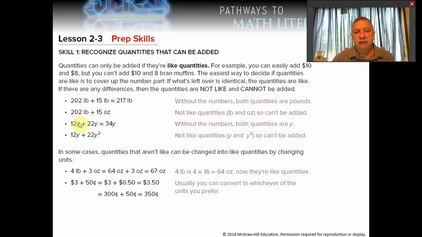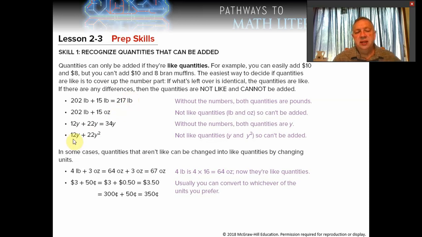12y and 22y: if I cover up these numbers, these are the very same, y and y. These are either the same length, the same mass, the same time, but they're the same thing. So I can just go ahead and add these numbers. I've got 12 of them and 22 of them, so now I've got 34 of them, 34 times the y number. So if y was 2, this would be 34 times 2, and that would be 68.